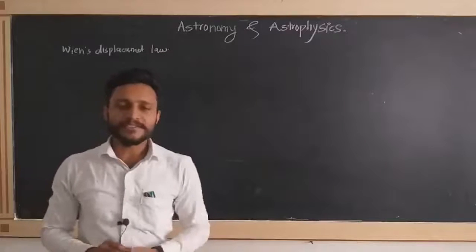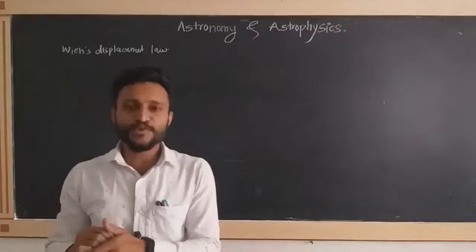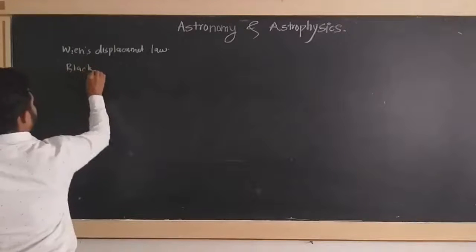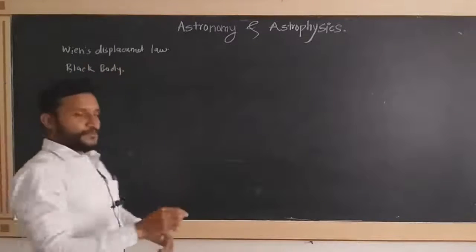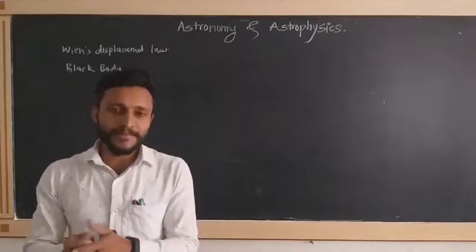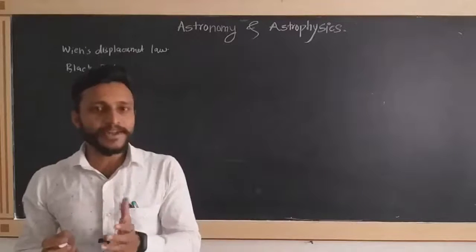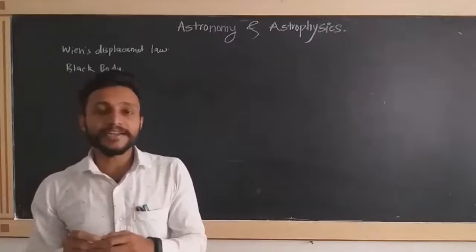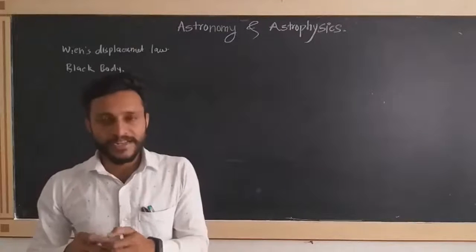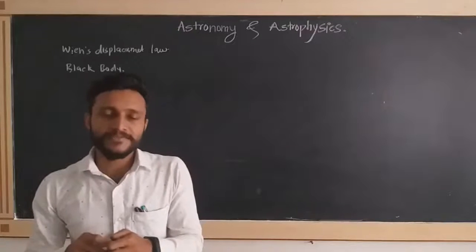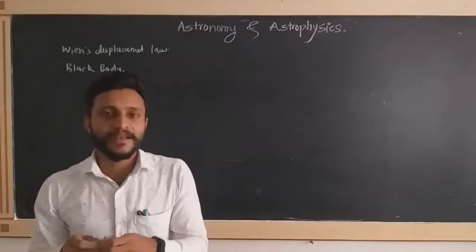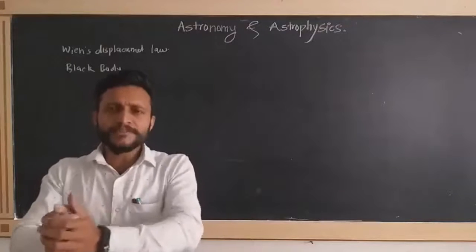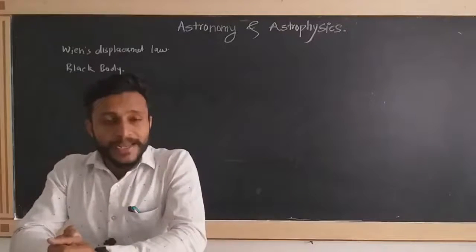So to understand Wien's displacement law, we must know about black body radiation. A black body is a physical body that can absorb all the electromagnetic radiation incident on it, or we can say it is a surface that absorbs all the radiant energy falling on it. Hence the visible radiation will be absorbed rather than reflected, and the surface will appear black. But it does not mean that a black body always appears black.